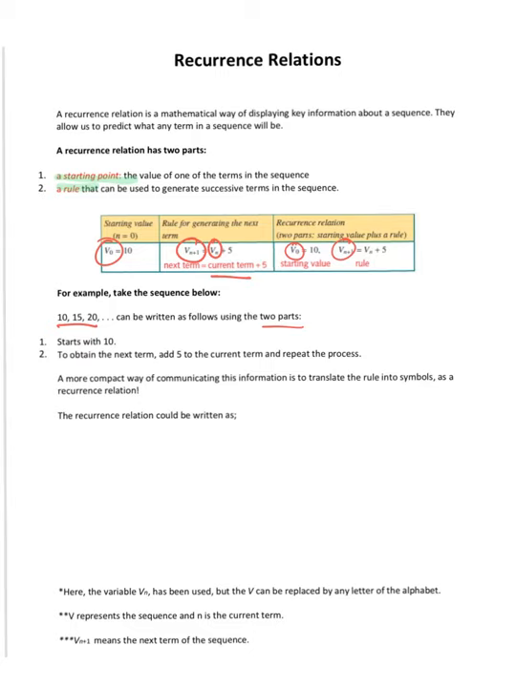The recurrence relation could be written like this. Our V0, our initial term, is equal to 10. Our next term, Vn plus 1, is equal to our current term plus 5. And that would be our recurrence relation right there.